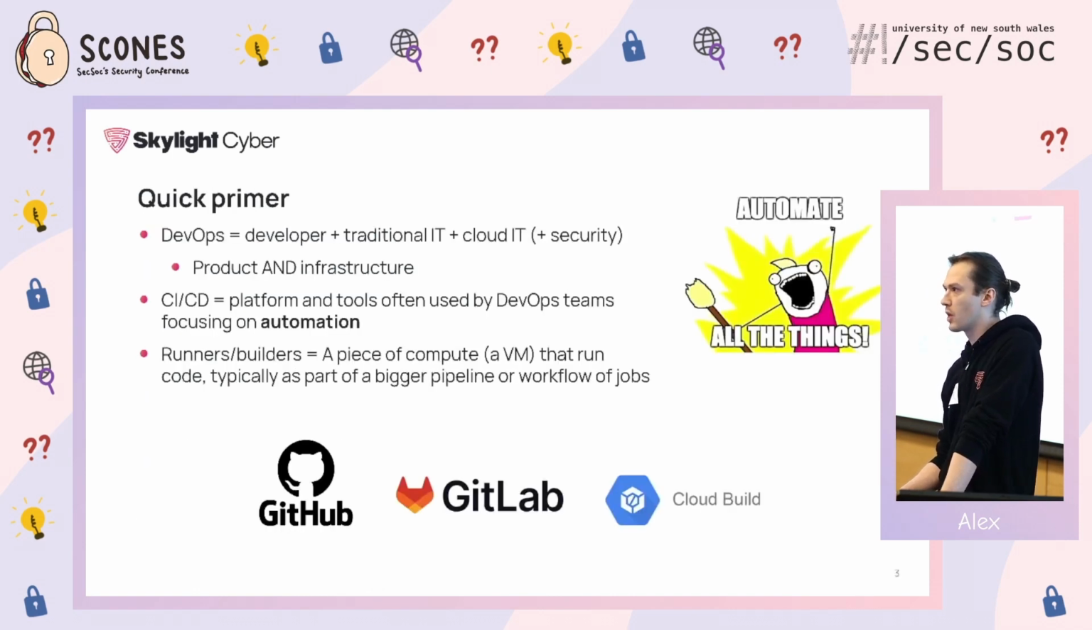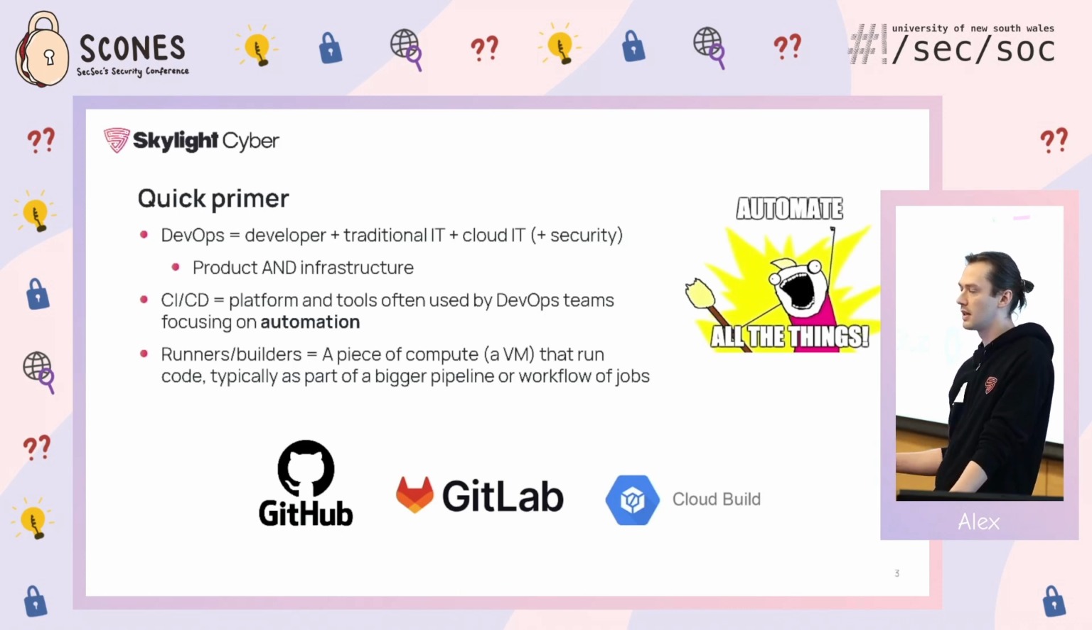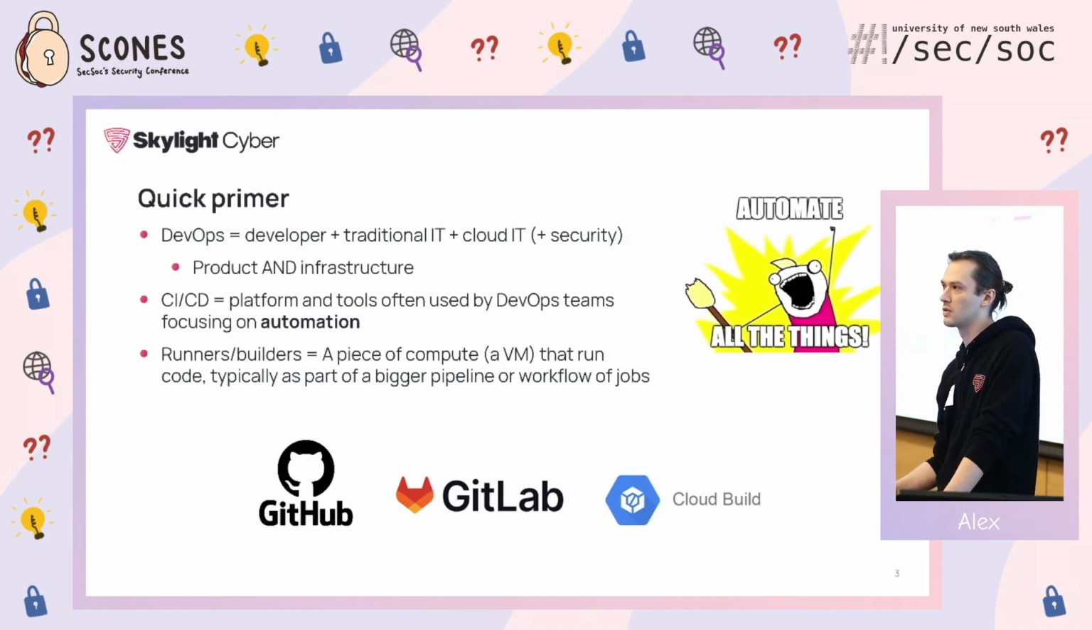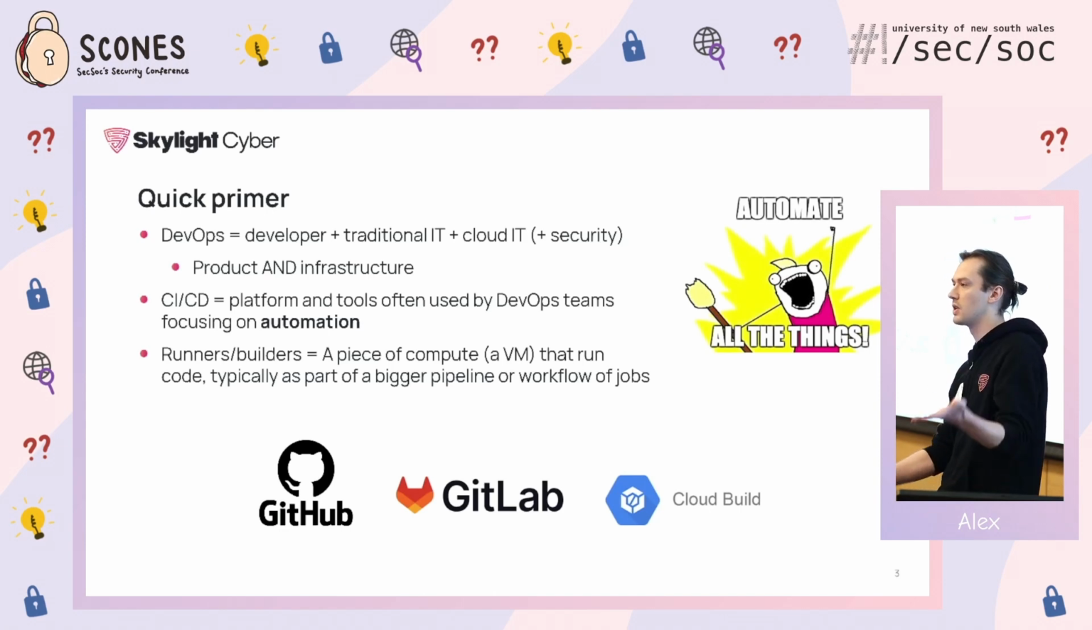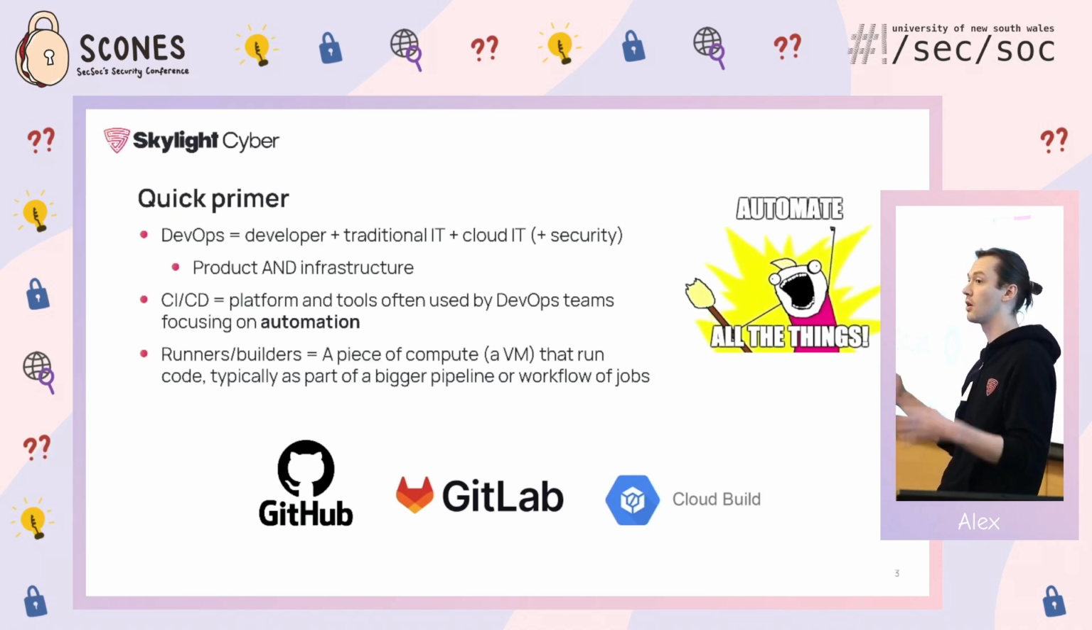But as a quick primer, before we get into attacking these things, what are these things? What is DevOps? What is CI/CD? What is a runner? DevOps depends who you ask as to what it means. Some people would say it's a philosophy or a culture. It's developers and traditional IT, and then traditional IT is becoming cloud-based IT now as well. And then sometimes you get security tacked on, in which case it becomes DevSecOps.